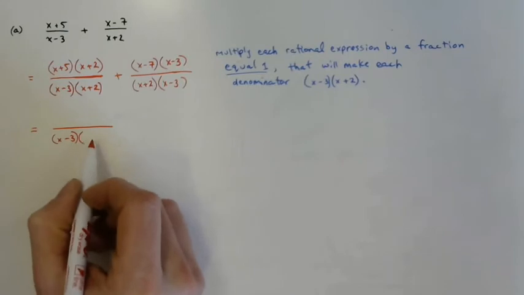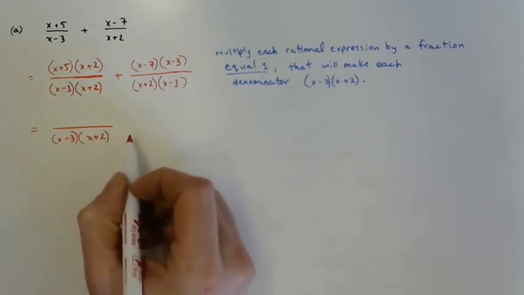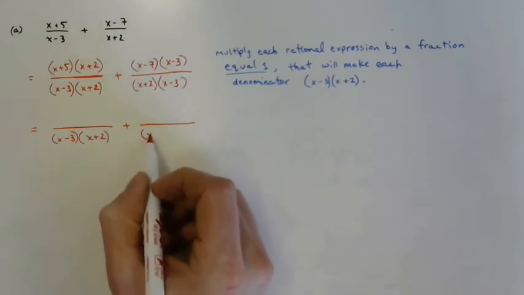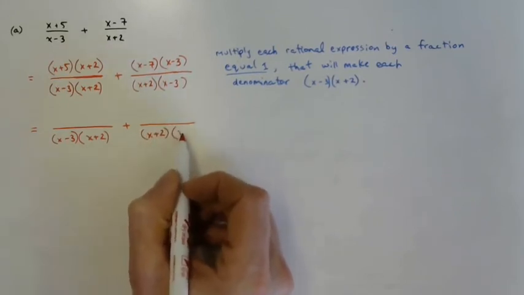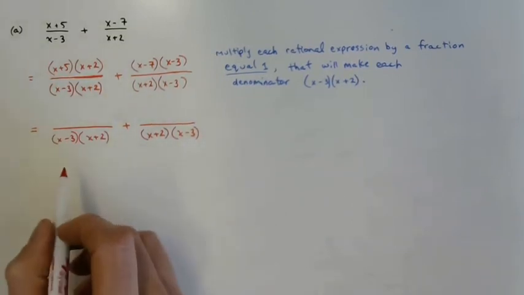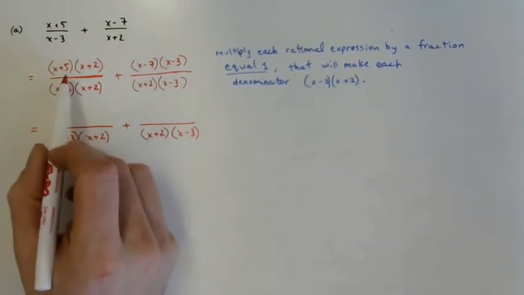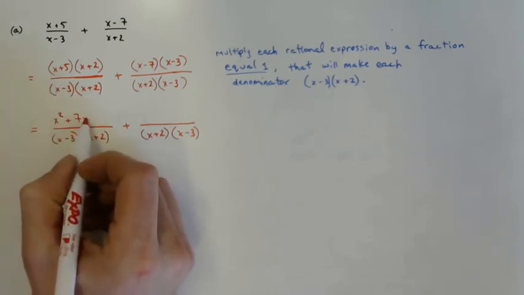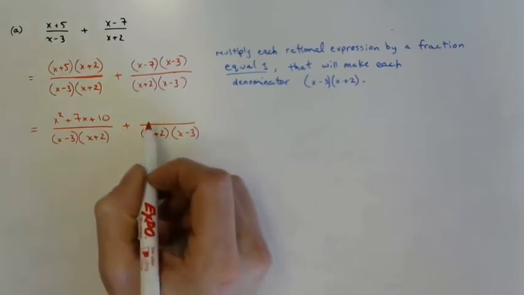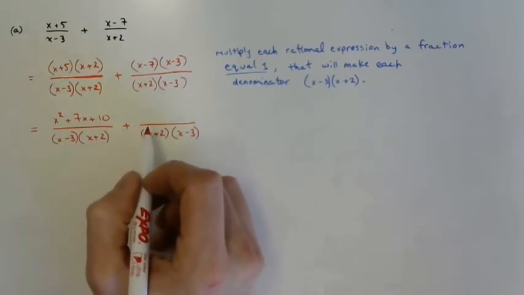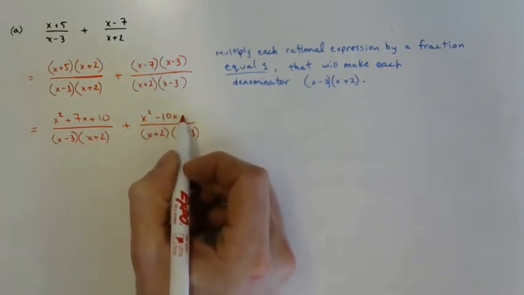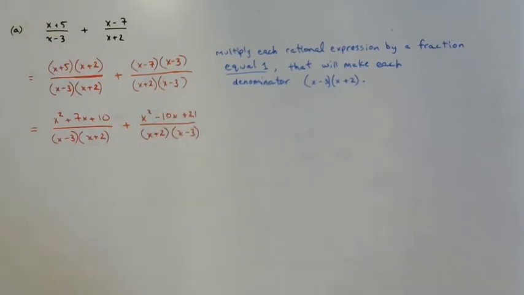And actually, denominators in factored form are really helpful. Why? What do they tell us? They tell us the restrictions. They tell us what x can't be. So that's really helpful. If we expand this, I'm not going to spend a lot of time doing it. I'm just going to write what the expansion is. I've got x squared plus 7x plus 10. And the next one, try it on your own. You should get x squared minus 10x plus 21.